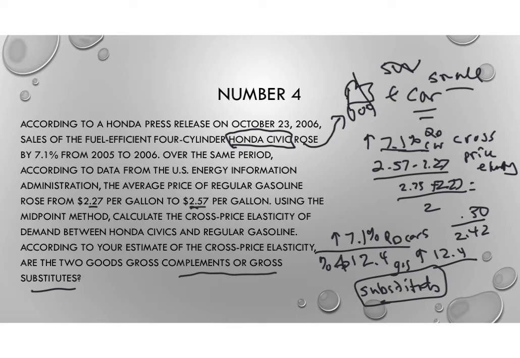So the reason that these goods are substitutes has to do with the fact that as gas is increasing and increasing, people are looking at substituting their particular vehicle with a Honda Civic. So they are actually substitutes. They have a relationship as substitutes. I hope that that helps, and we'll look at the next one, and then there's one more after that, and that's the final questions.